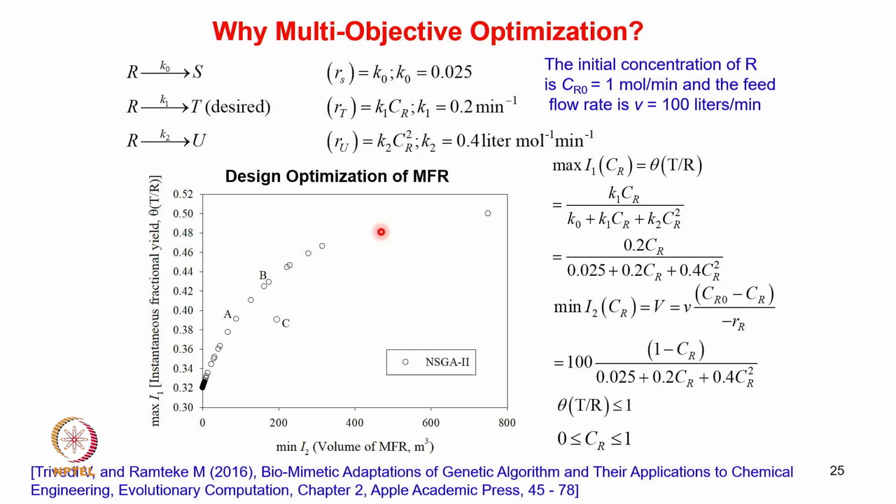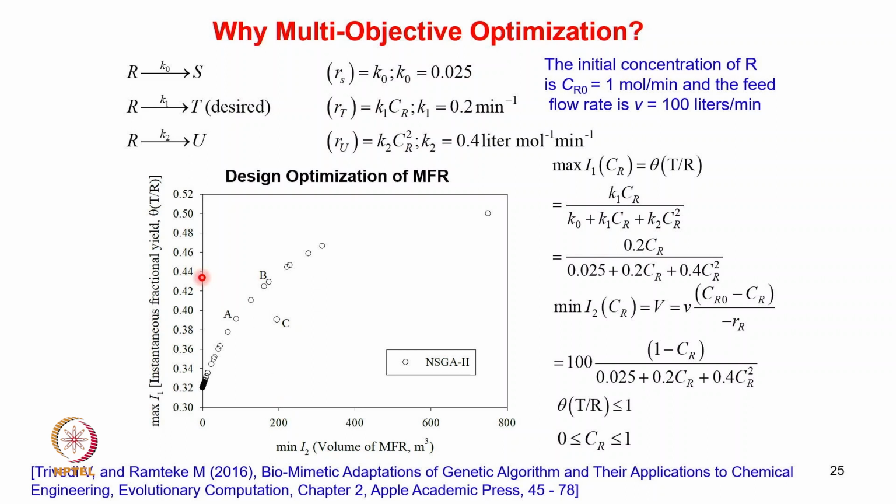Based on the design requirement, I can select one operating solution out of all these equally good solutions, isn't it? I may use this particular point at which I am getting a reasonably high fractional yield with around 200 meter cube of volume, correct. If I go here, you can see that the volume is around 750, so a very large volume is required, and that will incur a cost. But if I operate at this particular point, my volume is around 200, and with respect to that I am getting a reasonable value of the instantaneous fractional yield.